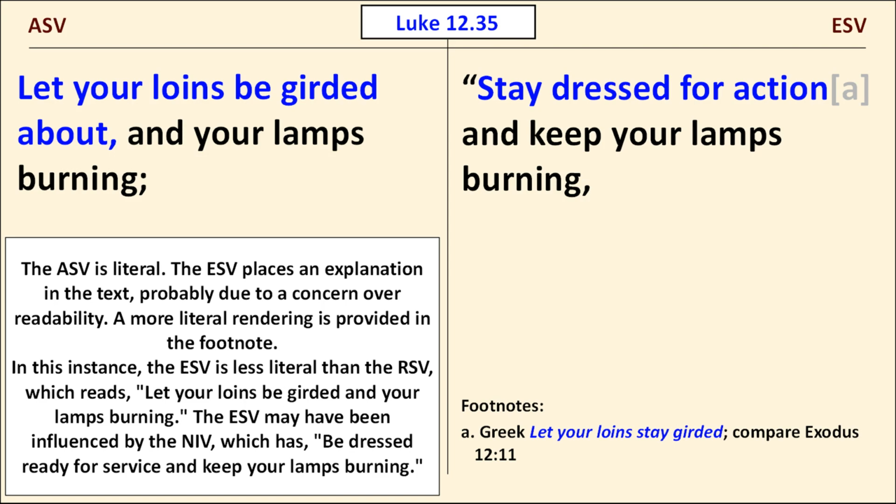In this instance, the ESV is less literal than its parent, the Revised Standard Version. The Revised Standard Version reads, "let your loins be girded and your lamps burning." The ESV may have been influenced by the New International Version, which has, "be dressed ready for service and keep your lamps burning." But the NIV could have been influenced in turn by the Jerusalem Bible, which reads, "see that you are dressed for action and have your lamps lit," or by the New English Bible, which has, "be ready for action with belts fastened and lamps alight."